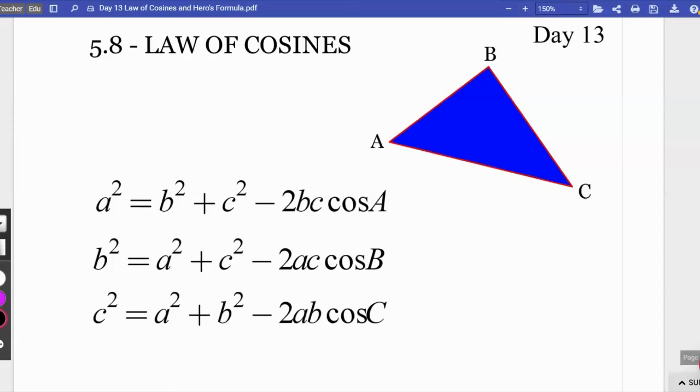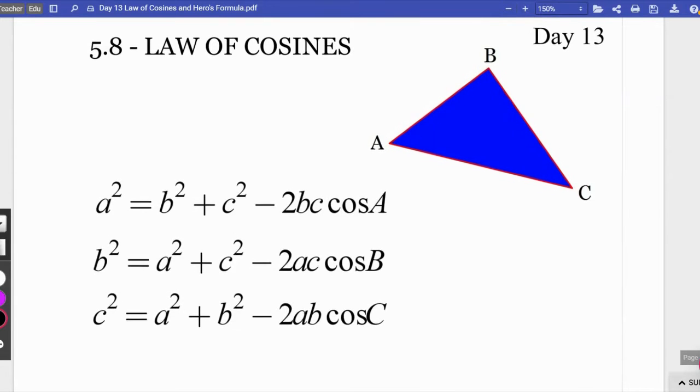It's going to be probably a three-part lesson on day 13. It's Law of Cosines and Heron's formula, or also known as Hero's formula. Okay, it's a lot of content in here. So this is Law of Cosines.